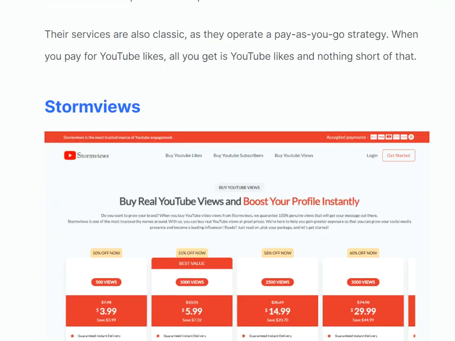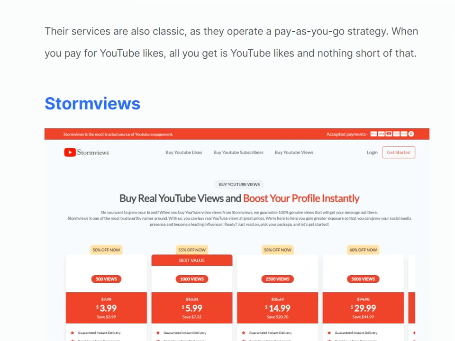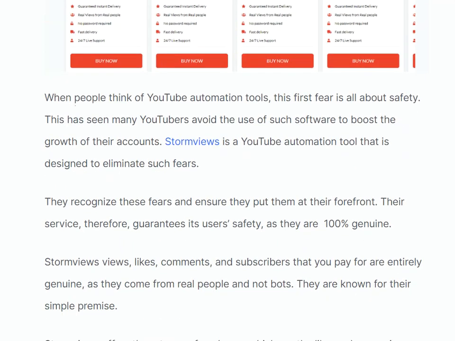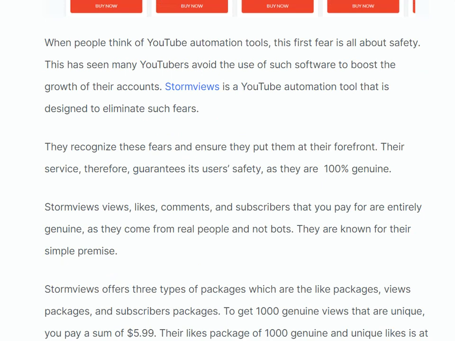The second tool is Storm Views. When people think of YouTube automation tools, the first fear is all about safety. This has many YouTubers avoid the use of such software to boost the growth of their account. Storm Views likes, comments and subscribers that you pay for are entirely genuine, as they come from real people and not bots.